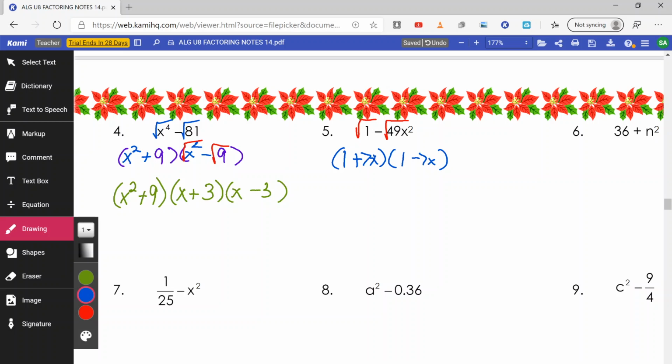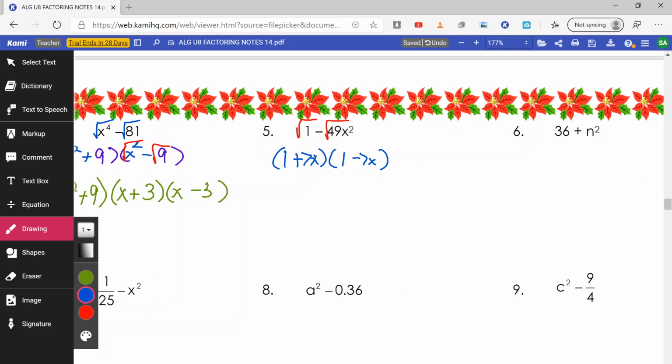Number 6, 36 plus n squared. Are there common factors to divide off? Number versus letter, there are none. Are we subtracting? No. Because we are not subtracting, we can't use the difference of two perfect squares method. So this one actually has no solution.